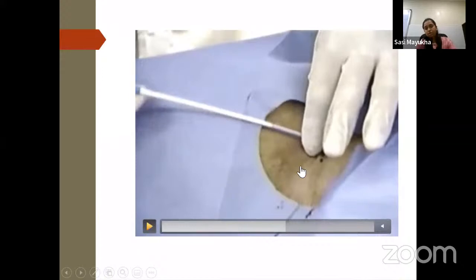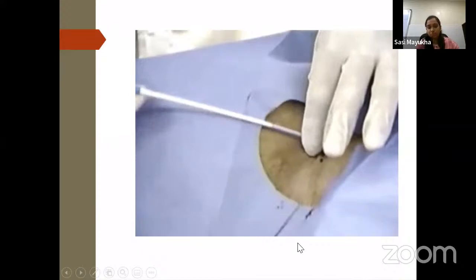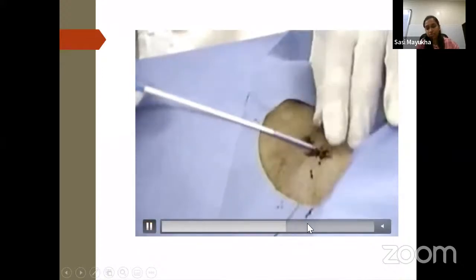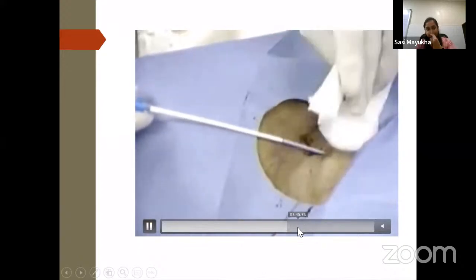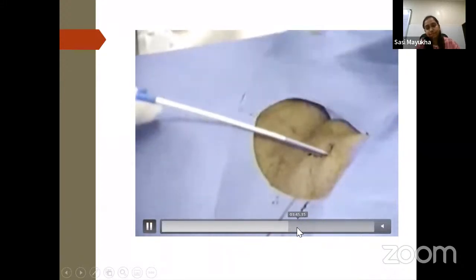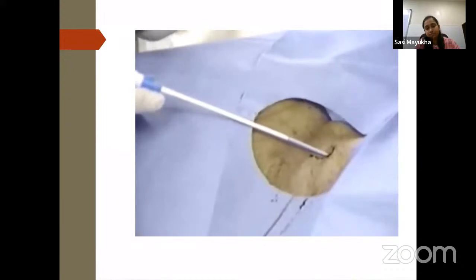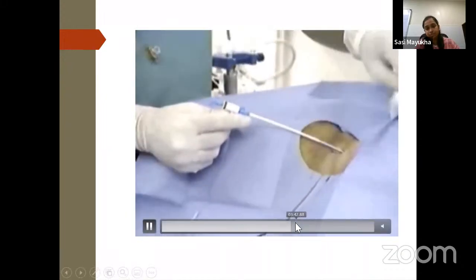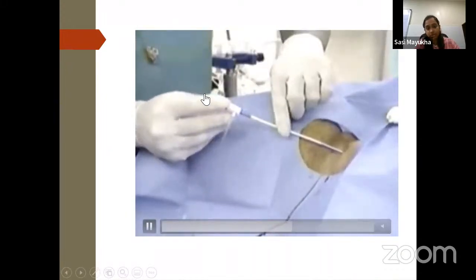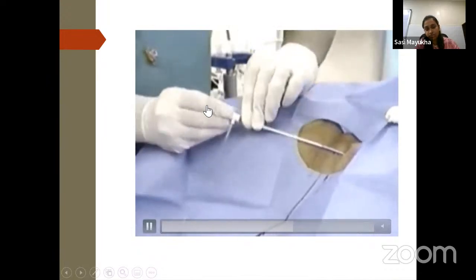You have to make sure always the guide wire is pulled out and the guide wire is held with one of the hands when you insert it. So you can see here, he is always holding the guide wire and the guide wire is always outside.